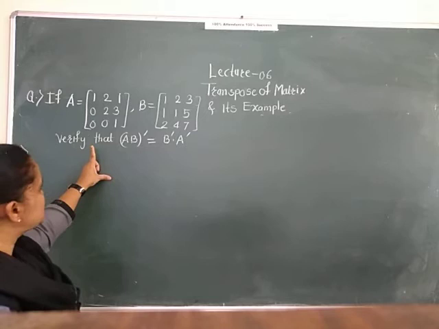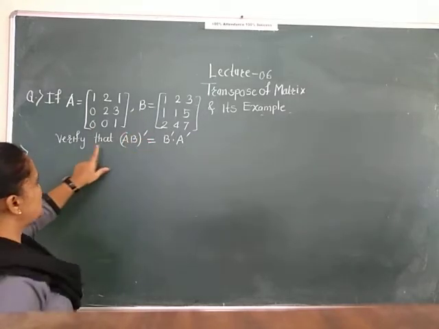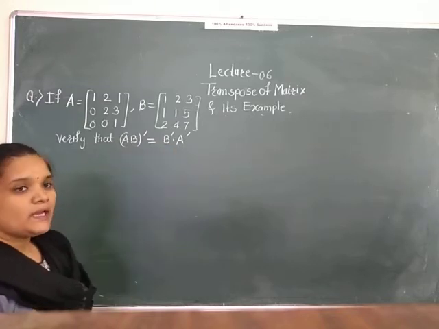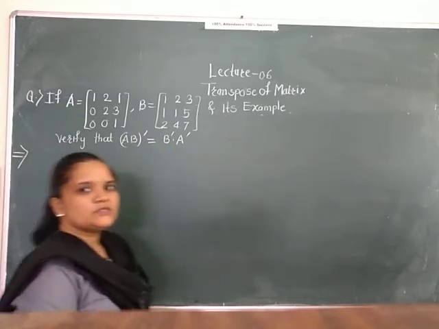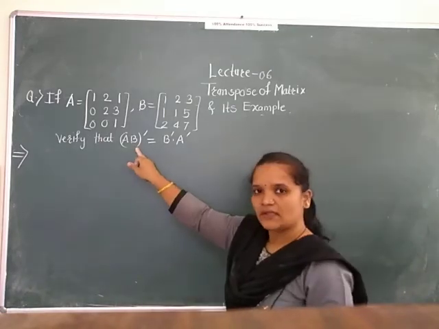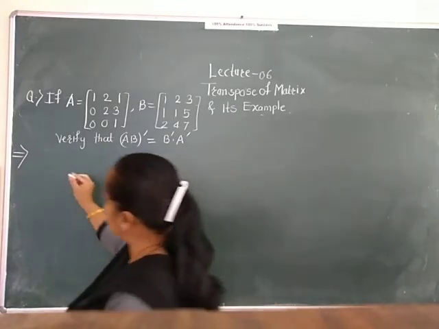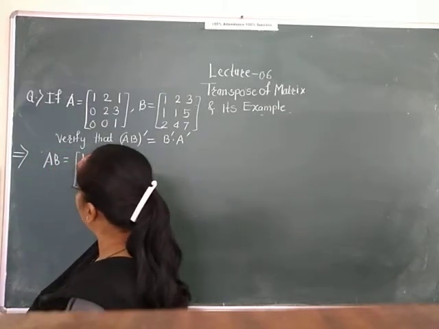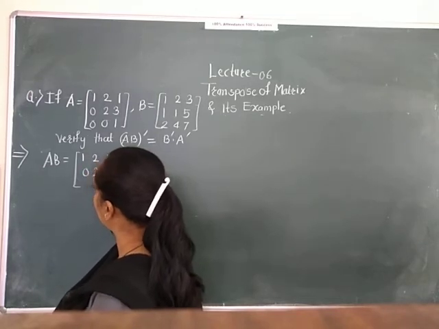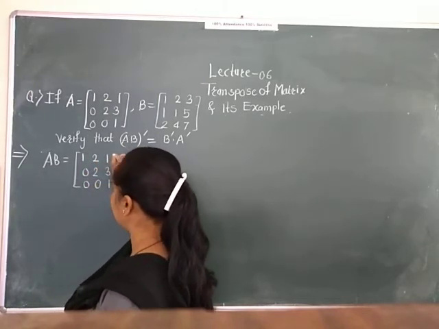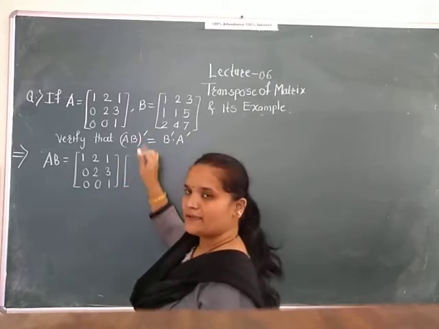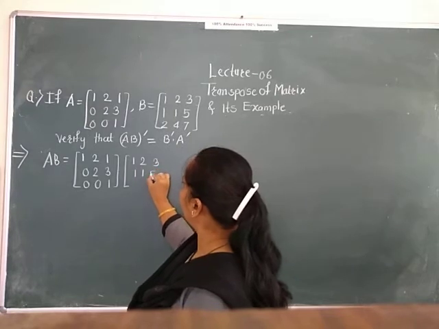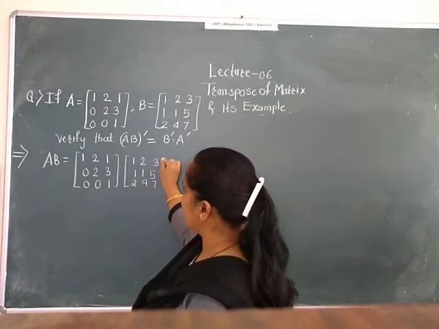Now in this question, once again A and B are given to us, and we have to verify that (AB) transpose is equal to B transpose into A transpose. So let's solve this question here. First of all, we will solve this part AB. So AB is equal to 1, 2, 1, 0, 2, 3, 0, 0, 1 into B matrix. I will write here 1, 2, 3, 1, 1, 5, 2, 4, 7.